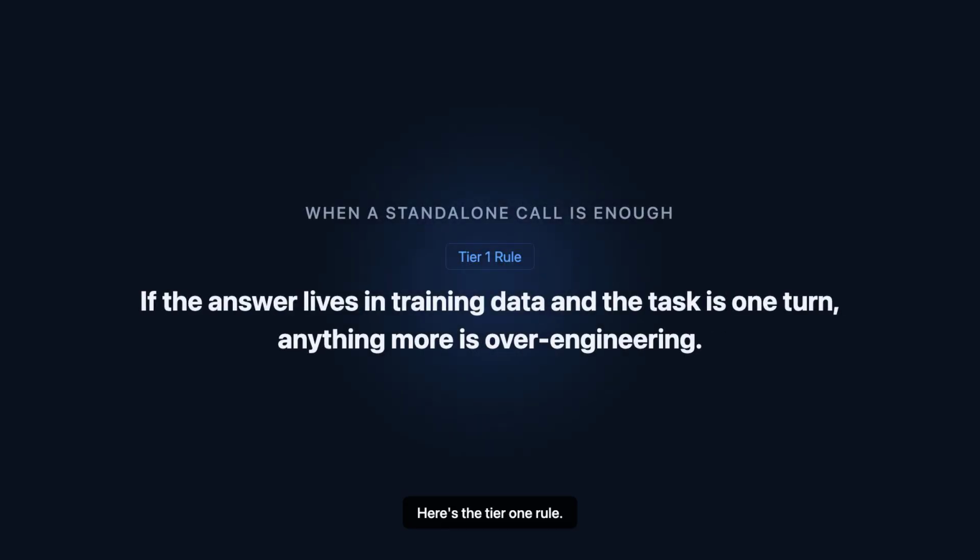Here's the Tier 1 rule. If the answer already lives in the model's training data, and the task is 1 turn, summarize this paragraph, translate this email, classify this support ticket, then a single LLM call is the right answer. Adding retrieval to a translation task buys you nothing. Adding an agent on top of a summarization task buys you latency and complexity. When the model already knows, just ask.